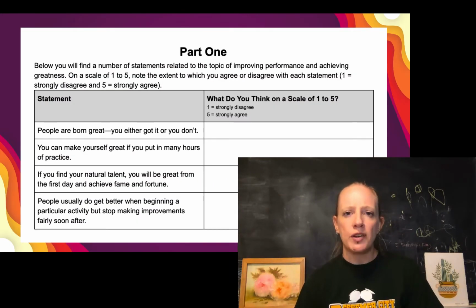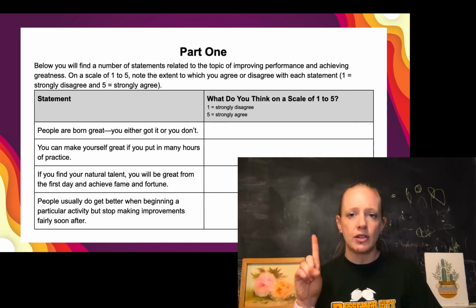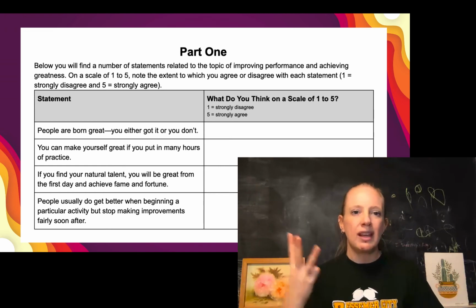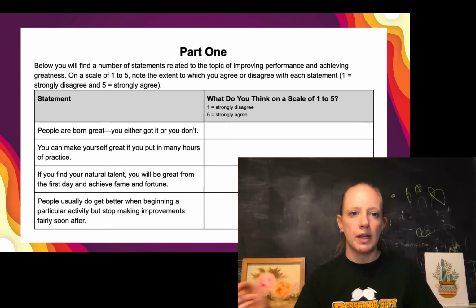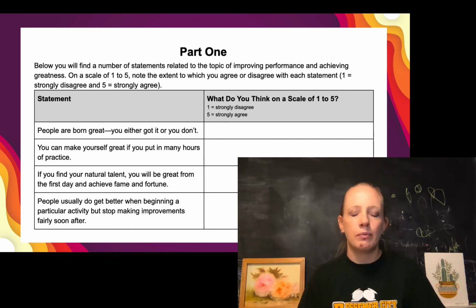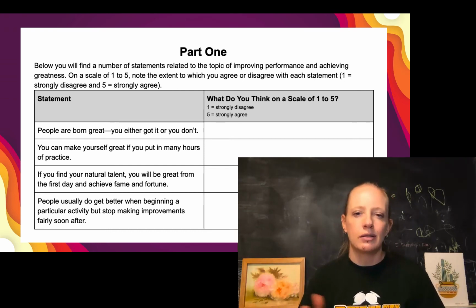So you can see 4 statements here. You're going to rate them from 1 to 5. 1 is I strongly disagree, 5 is I strongly agree, 3 would be I'm not sure, I'm kind of in the middle, and then 2 and 4 would be agree and disagree, respectively. So the first one, people are born great. You either got it or you don't. If you think, yes, I absolutely agree, put a 5. If you think, probably 4. If you think, I really don't have an opinion, put a 3. If you think, I'm not quite sure, put a 2, etc.